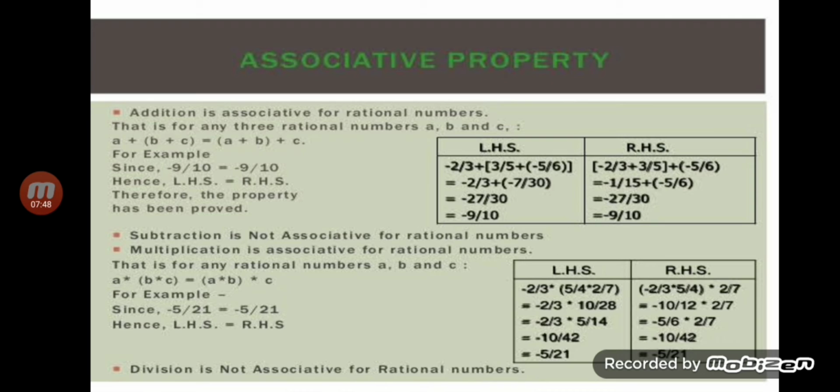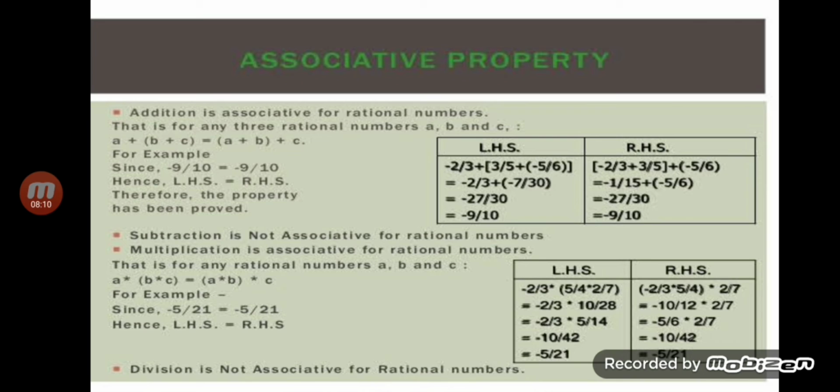You have to take three numbers, A, B and C. So (A plus B) plus C is equal to A plus (B plus C). Brackets are most important here. Whatever is in the bracket, we have to solve it first, then we have to add it to the other number.